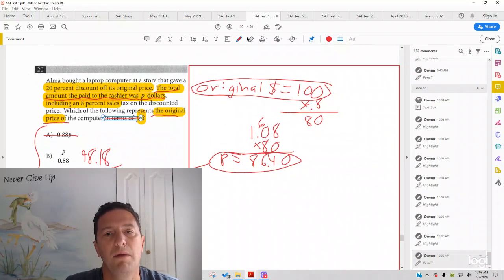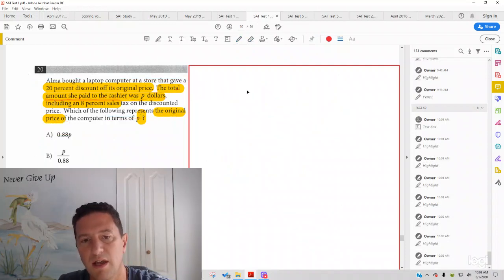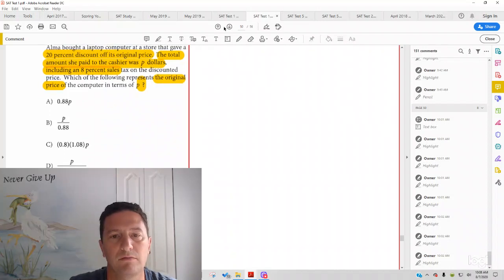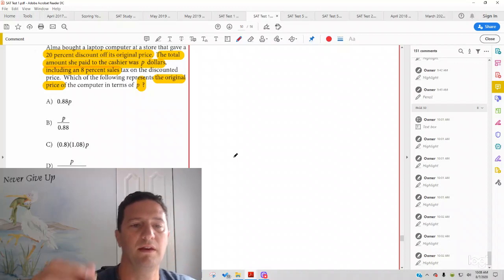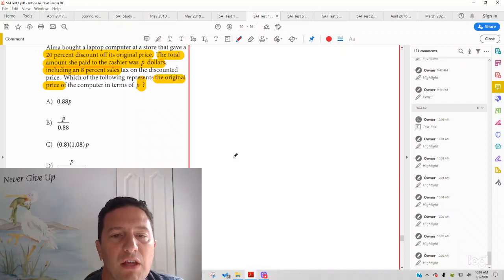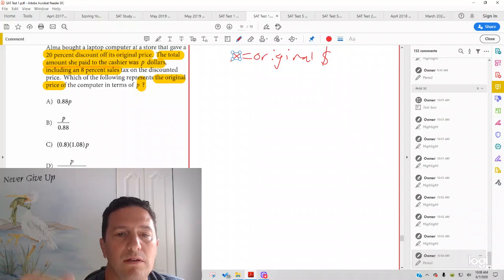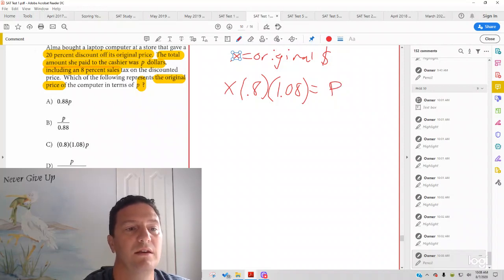Now we're going to do method number 2, which is, like I said, the algebraic solution, which is easier, but most students will not think of this. So let's say x equals the original price. What you do is you're going to take that original price, and if you decrease it 20%, you multiply by 0.8. If you increase it 8%, you multiply by 1.08. And that's going to give you your P.